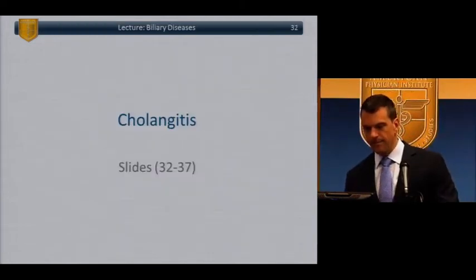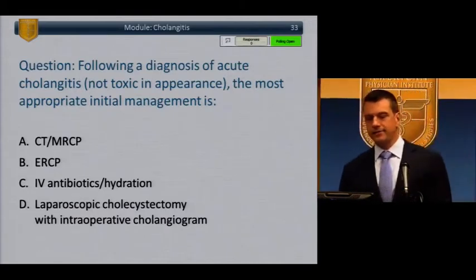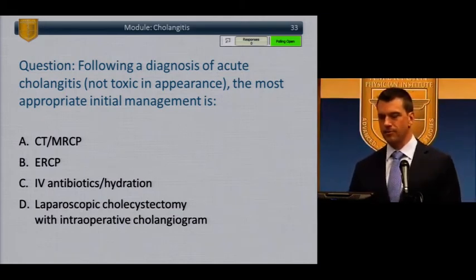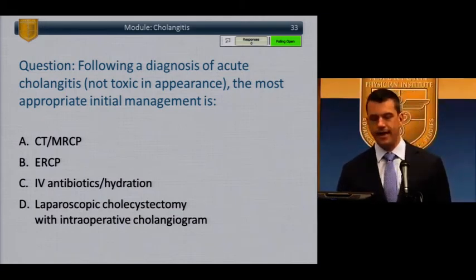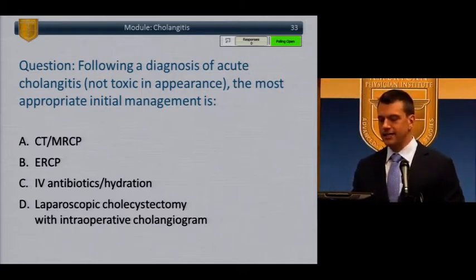Next, we'll move on to cholangitis. Following a diagnosis of acute cholangitis for a patient who's non-toxic in appearance, the most appropriate initial management is: A, CT or MRCP; B, ERCP; C, IV antibiotics and hydration; D, laparoscopic cholecystectomy with intraoperative cholangiogram.